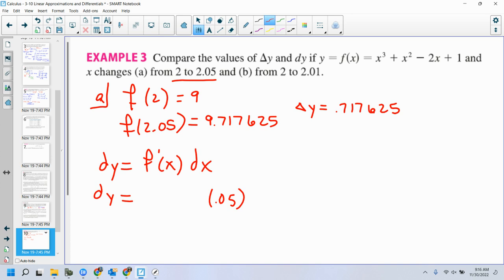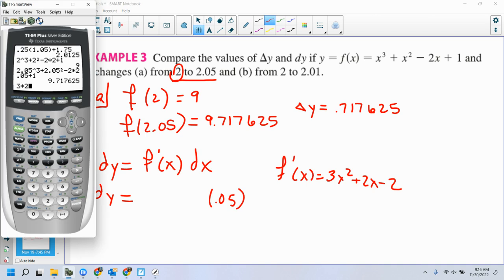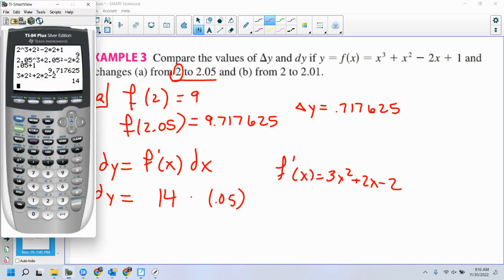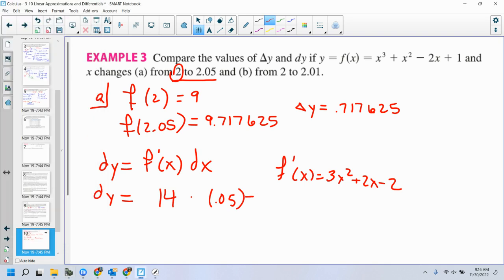What I need to do is find f prime of x. The nice thing here is that it's a polynomial function, so that's really easy to find. f prime of x is 3x squared plus 2x minus 2. What is my x value that I'm going to choose? Let's pick the 2. So 3 times 2 squared plus 2 times 2 minus 2 gives us 14, times 0.05, that's 0.7. How close was my dy to my delta y?